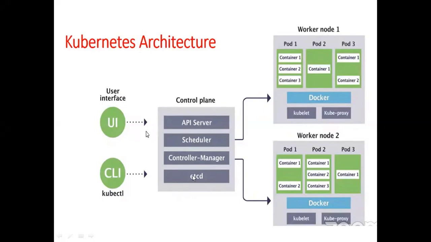Scheduler will scan the etcd database and check if any pending task is available. It will perform those pending tasks on the worker node. And now the controller manager: it is basically responsible to monitor all the Kubernetes resource functionality. So I hope it's clear, the components of the master node.